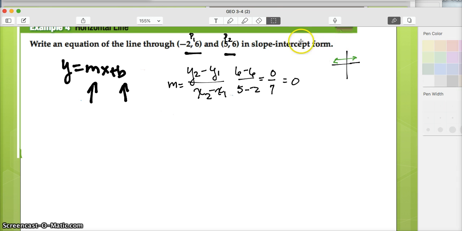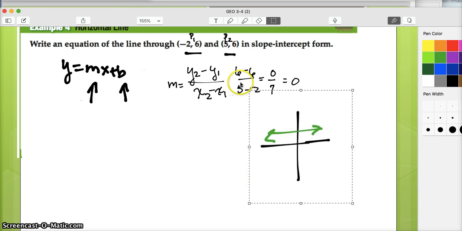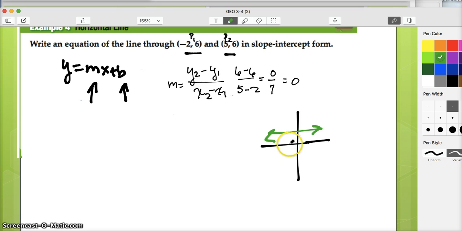But as we think about this horizontal line, I want you to think about the fact that the points on this line are negative 2, 6 and positive 5, 6. What do you think the y-intercept will be? If the points on this line are negative 2, 6 and positive 5, 6, hopefully negative 2, 6 is back here, positive 5, 6 is somewhere out here, and you're realizing that this has to be 6. And so the equation of this line is simply going to be y equals 6.